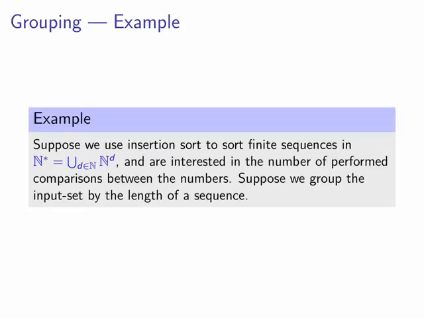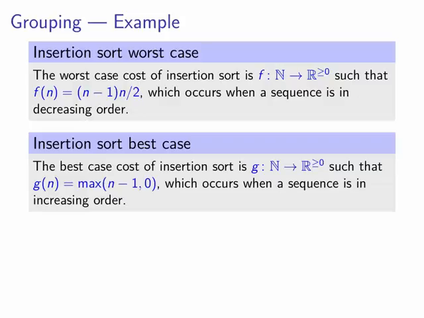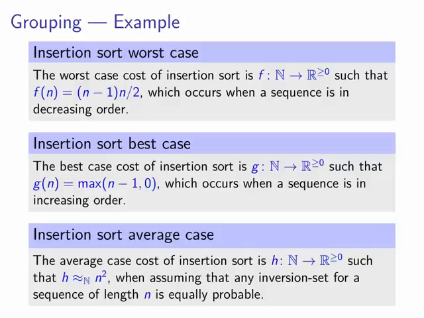Example: suppose we use insertion sort to sort finite sequences, and we are interested in the number of performed comparisons between the numbers. Suppose we group the input set by the length of the sequence. The worst case cost of insertion sort is a function from the natural numbers to non-negative real numbers, such that f(n) is (n-1) times n divided by 2. This occurs when the sequence is in decreasing order. The best case cost is a function given by the maximum of n-1 and 0, and it occurs when a sequence is in increasing order. The average case cost of insertion sort is equivalent to n squared, when we assume that any inversion set for a sequence of length n is equally probable.